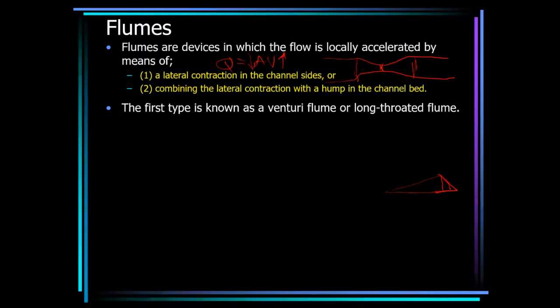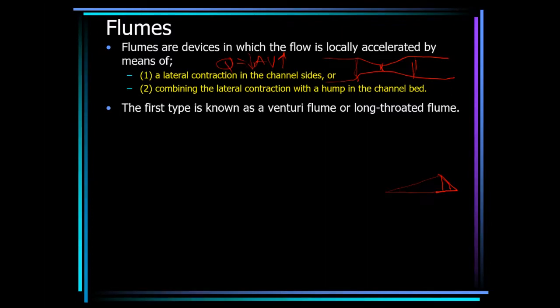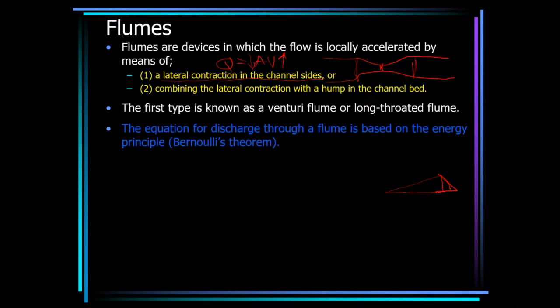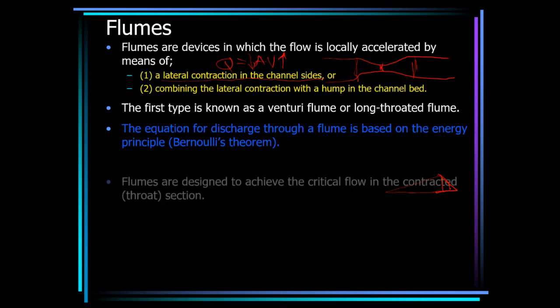And once the cross-sectional area of flow is reduced, the velocity is increased, meaning it speeds up, it accelerates because it changes from a lower value to a higher value. That is the acceleration. Okay, so the first type is known as a Venturi flume, which is when you have the lateral contraction, the sides, known as Venturi flume or long-throated flume, and the equation for discharge through a flume is based on the energy principle, which is like the Bernoulli's theorem.